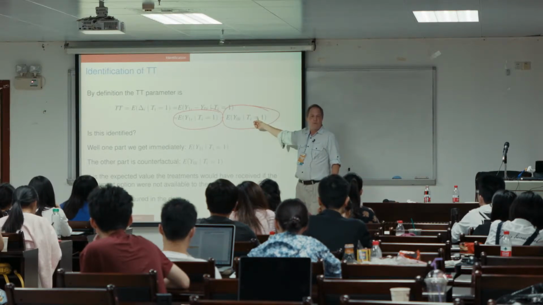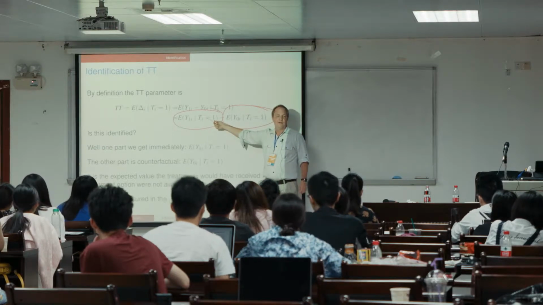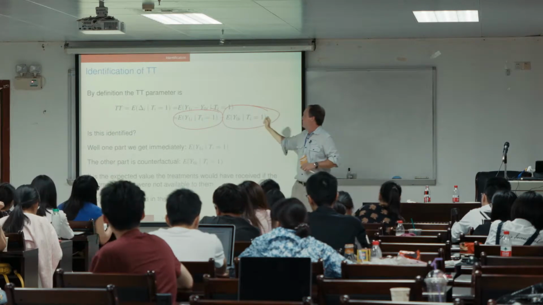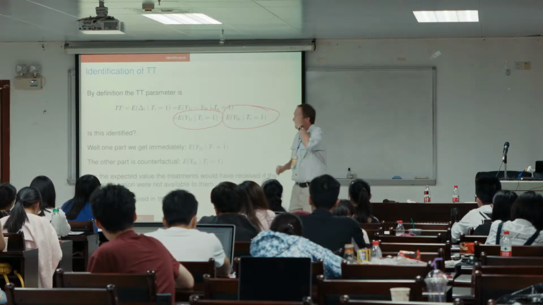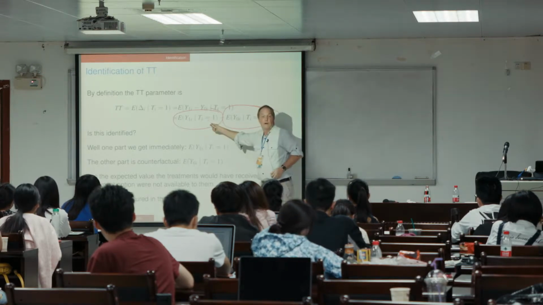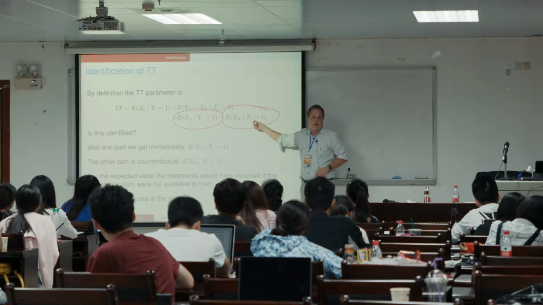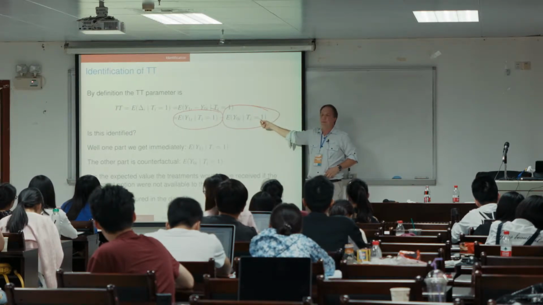Which one, is this identified? What do you think? I guess I need one more assumption, which is that the first moment exists. So assuming that it exists, this thing is going to be identified. I can get this thing from the data trivially. What about this thing? No. And do I know anything about this thing?